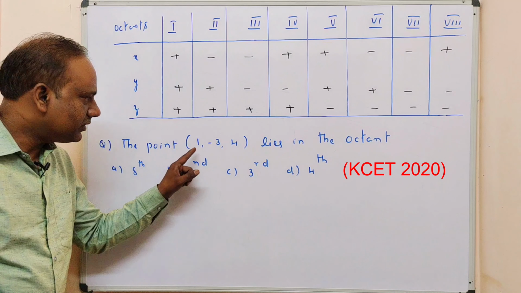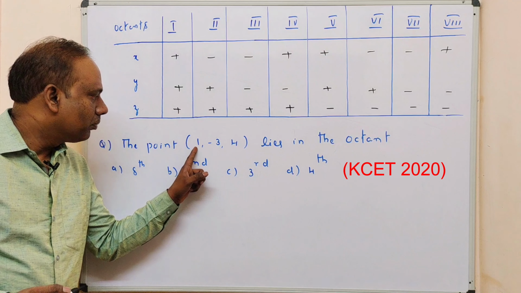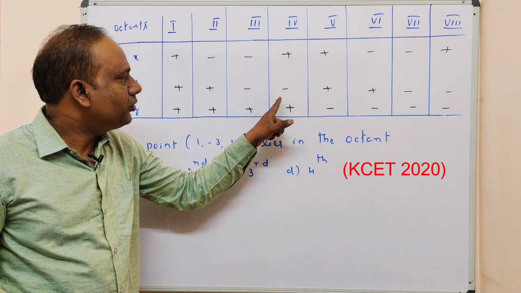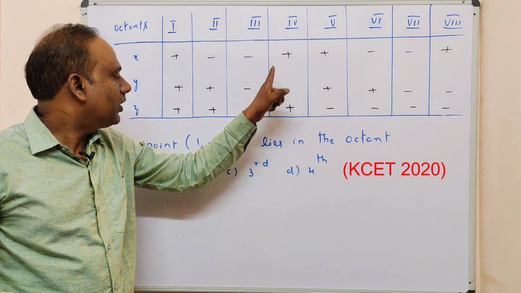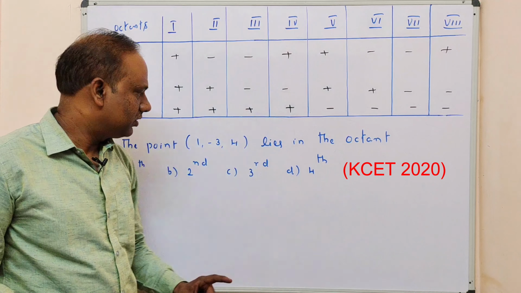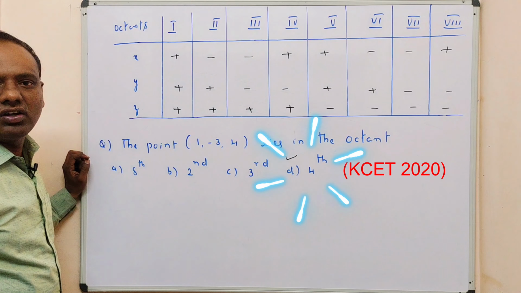So it is positive, negative, and positive. Positive, negative, positive means it belongs to the fourth octant. So option D is the correct answer.